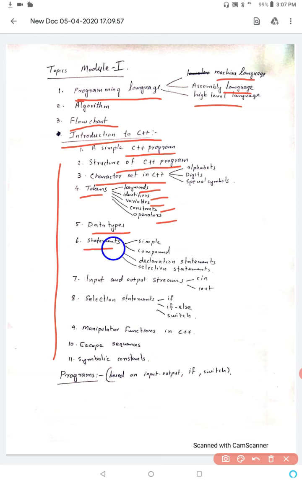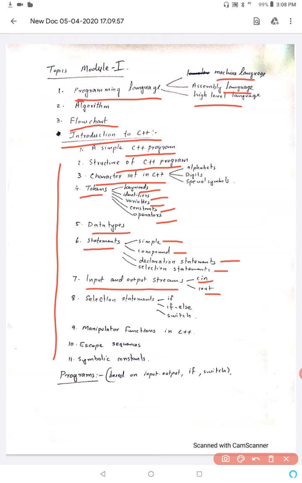Then again coming to statements. In the English language also, after learning alphabets, then words, we come to statements. Statements can be simple statements or compound statements. Here it can be declaration statements or selection statements. Those we will learn. Next, coming to the input and output streams: how we give an input to a program and how we take the output from the program, cin and cout. Those things we will learn.